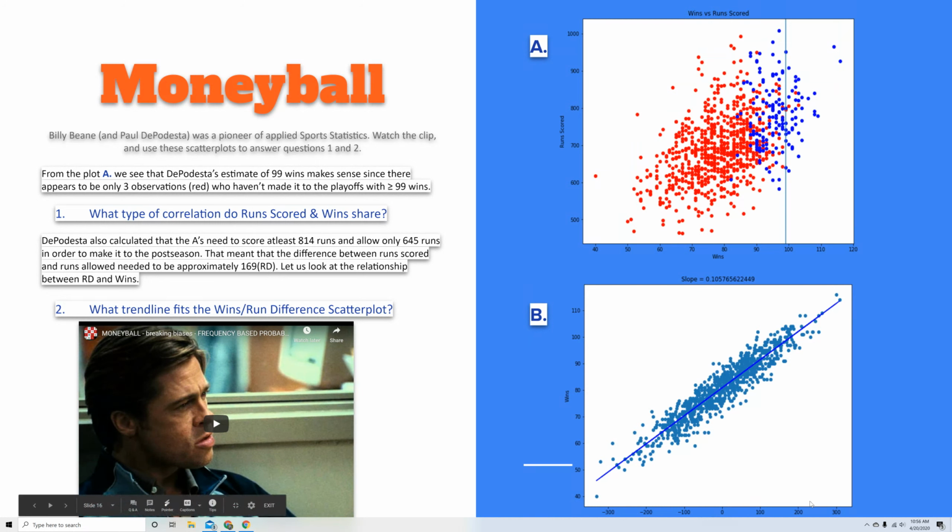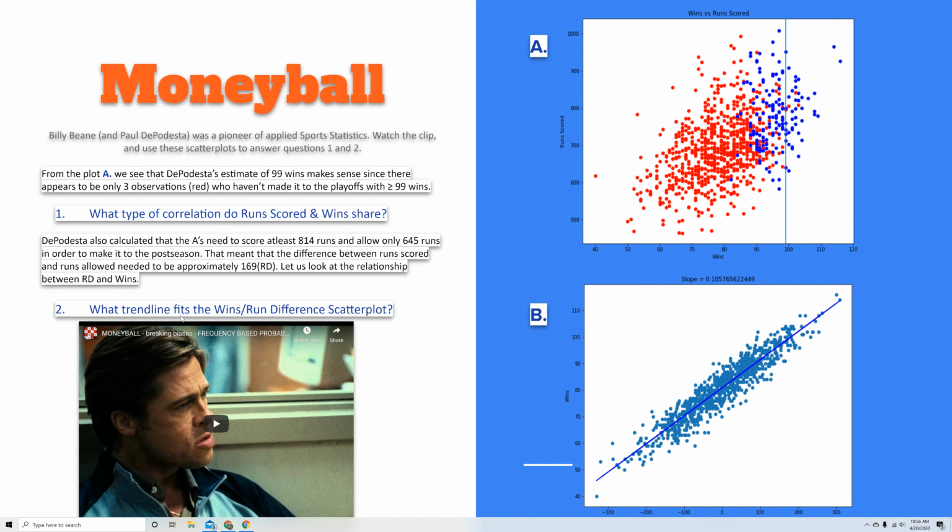Okay, so this is run differential and wins. You can see that there's a very positive correlation with run differential and wins. So that's where that estimate comes from, this is the plot here. But what I want you to look at is what type of correlations do runs and wins share, okay? So if we look at this one, what type of correlation is it? Okay, you have 3 options. Choose what type of correlation it is. And if you need more help, go back to the correlations video.